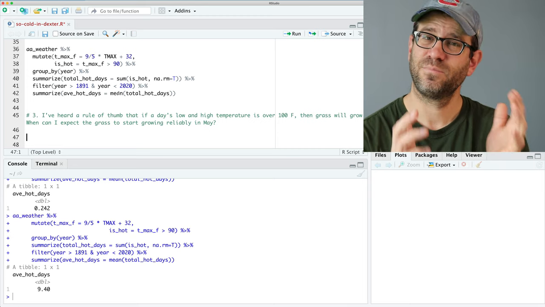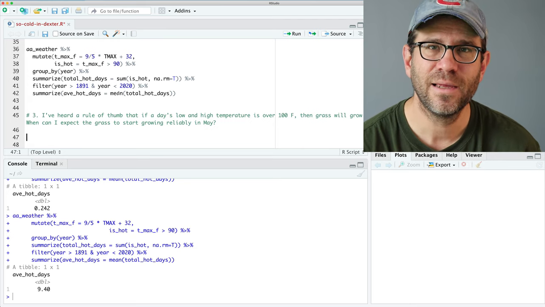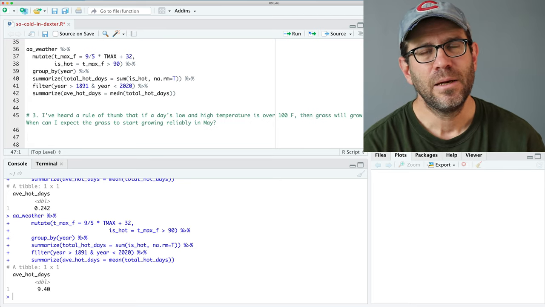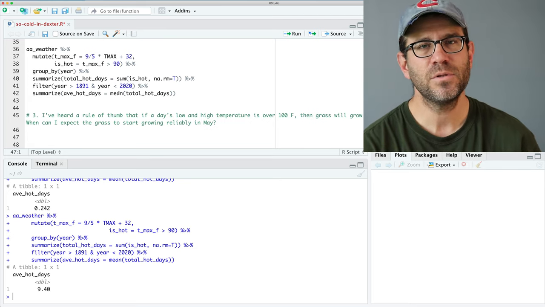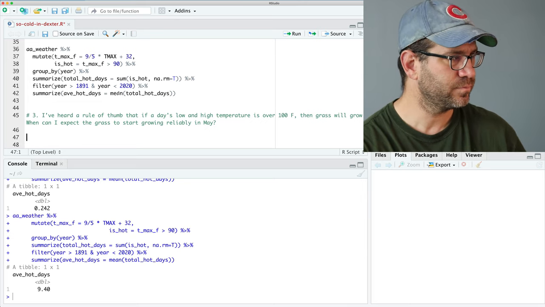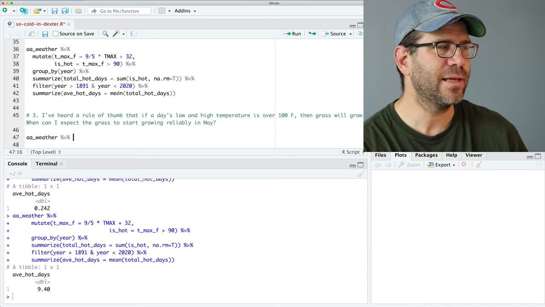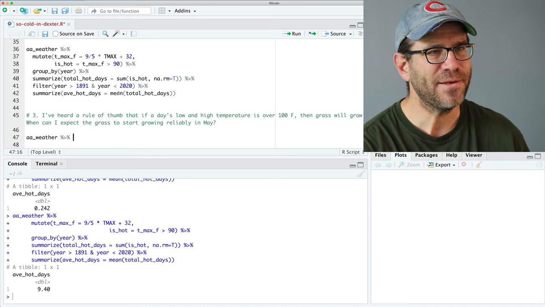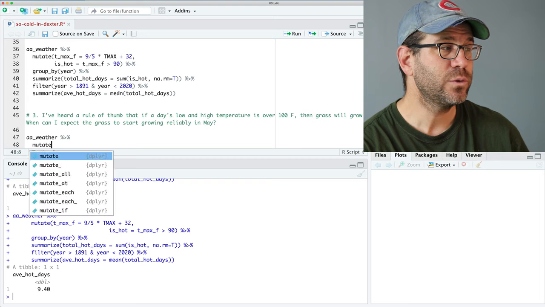Okay, so again, this sounds a lot like the frost date question, right? But we're gonna use a slightly different mutate function that looks kind of like the one we just did in the second exercise. I hope you see that these questions are all related and they do build on each other. So we'll do another mutate.